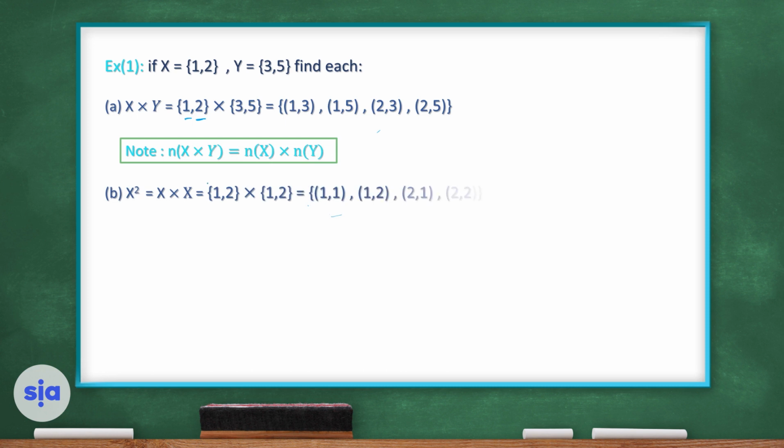Question B. X squared means, as you all know, x times x. So here we write set x multiplied by set x. Every element in the first set will take every element in the second set. So the 1 will be with 1, so it's (1, 1), (1, 2), then (2, 1), (2, 2). How many elements do we have here? We have 4 elements, because set x has 2 elements, and times set x, which also has 2 elements, so 2 times 2 is 4.